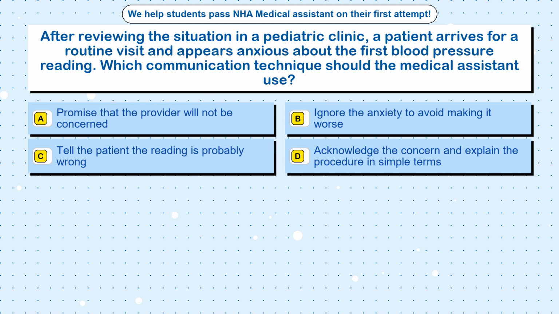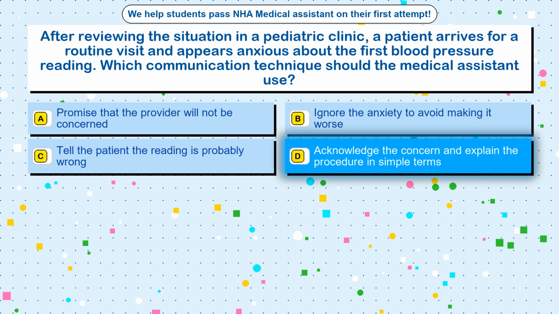Question 82. After reviewing the situation in a pediatric clinic, a patient arrives for a routine visit and appears anxious about the first blood pressure reading. Which communication technique should the medical assistant use? Option A, promise that the provider will not be concerned. Option B, ignore the anxiety to avoid making it worse. Option C, tell the patient the reading is probably wrong. Option D, acknowledge the concern and explain the procedure in simple terms. The correct answer is option D.